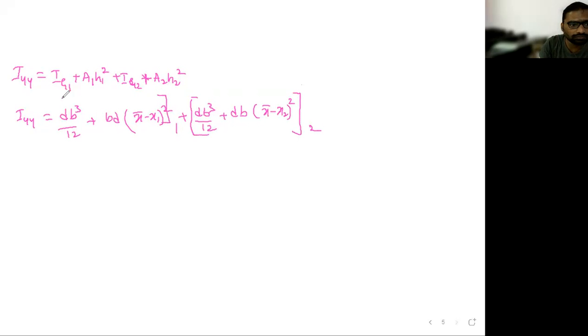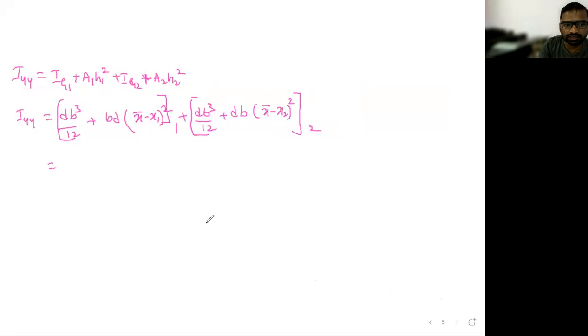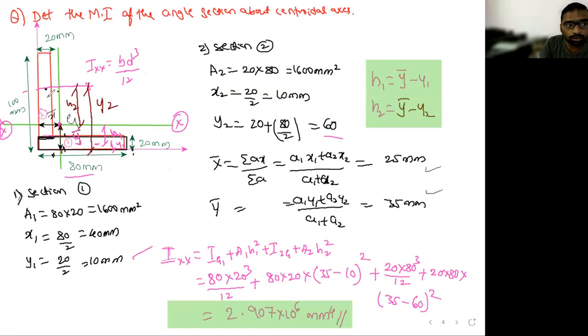First section's D value is 20, B value is 80, so it is 20 into 80 cube by 12, plus area 20 into 80 into x bar. What is the value of x bar? See, we are calculating about centroidal axis YY.